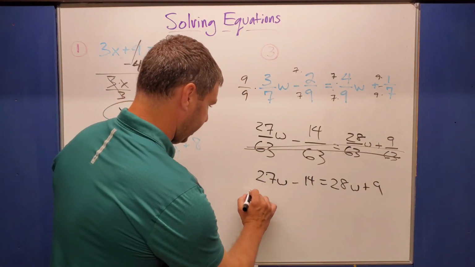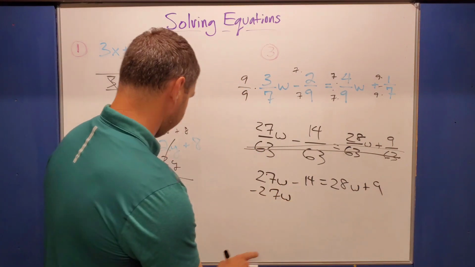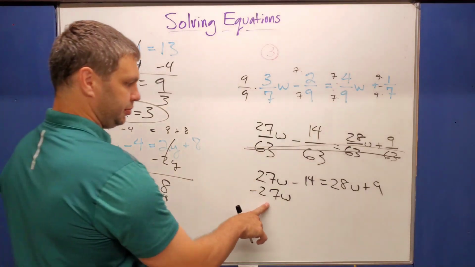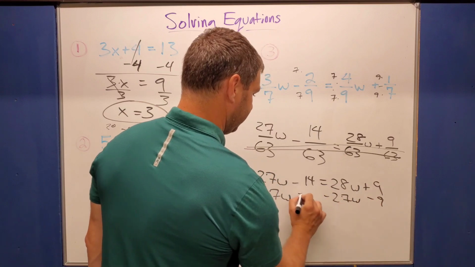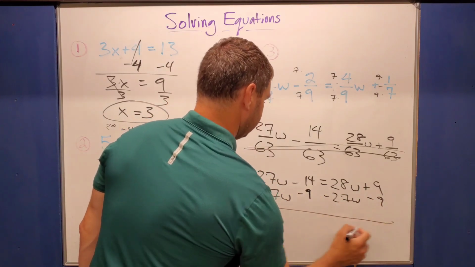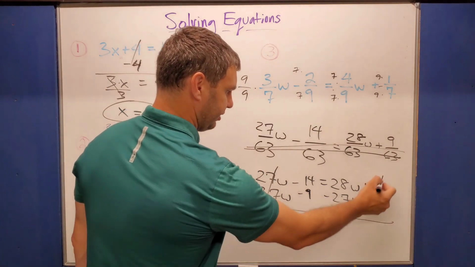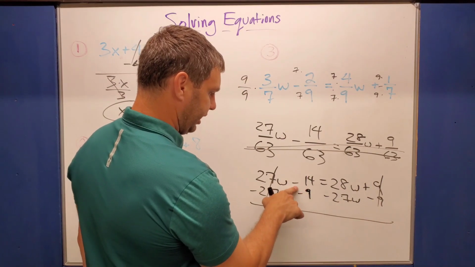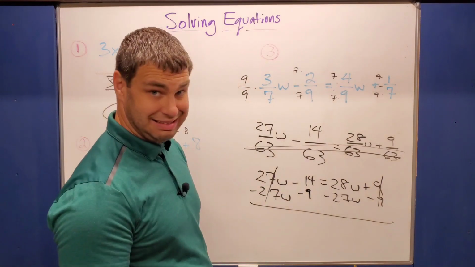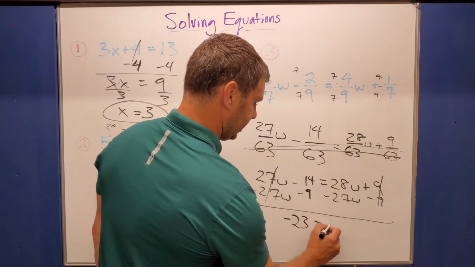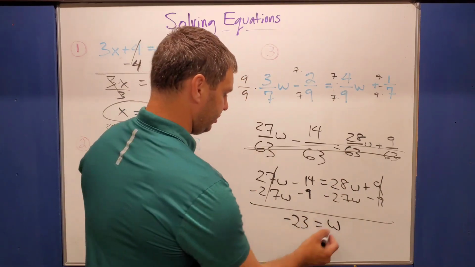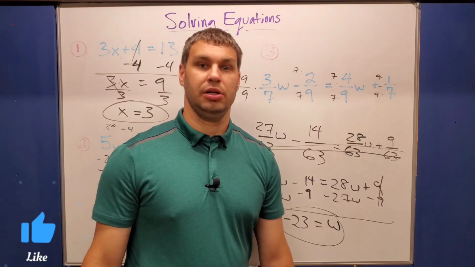So let's see, if I subtract 27w, again my smaller variable, like we did over here, and subtract 9 on both sides as well, this is going to cancel the 27w and the 9s. Over here, negative 14 minus 9 is negative 23, and 28 minus 27 is just 1w. So w equals negative 23.